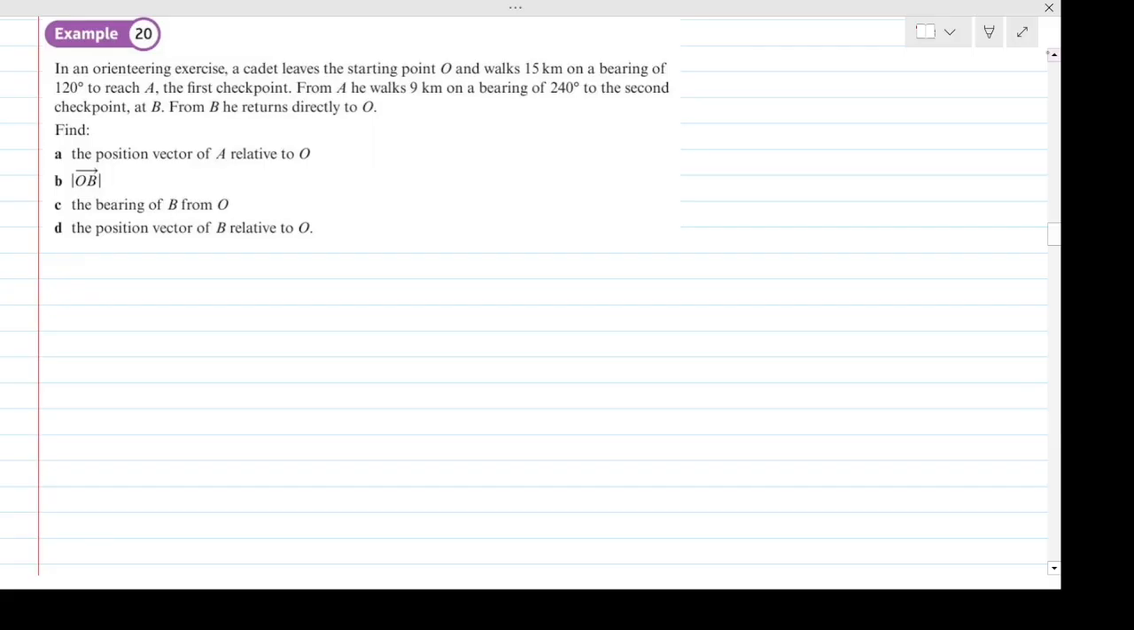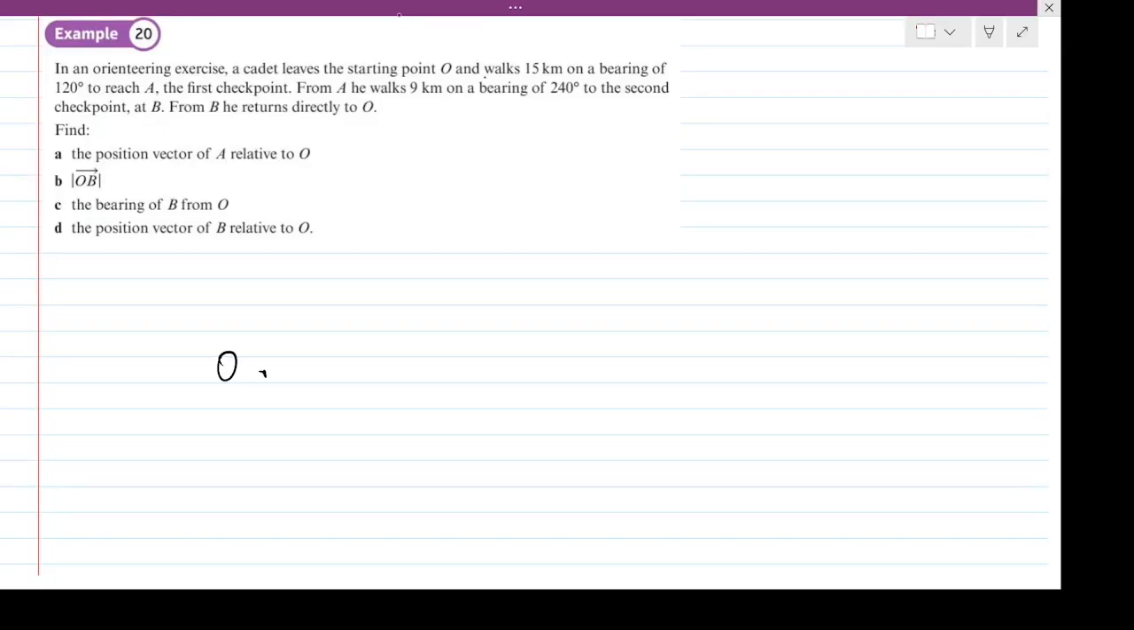So again, there's a lot of information here. There's a lot of geometric stuff, like positions. So let's again draw and plot the situation, what's going on here. So again, we're starting at the origin. Let's call that O again. Now, we are told from O, the cadet walks 15 kilometers on a bearing of 120. So the bearing of 120 means, again, if we measure from the north line then, from O, if we measure the 120 angle, it looks something like this, right?